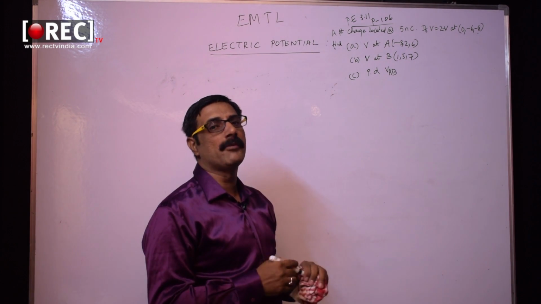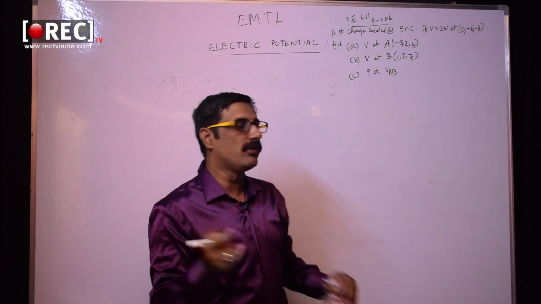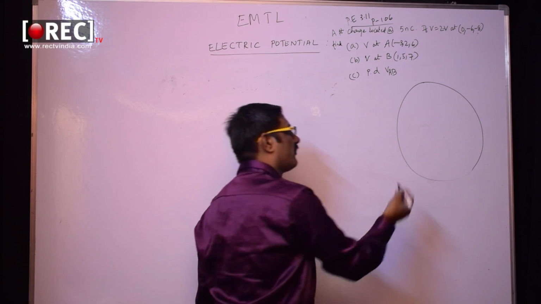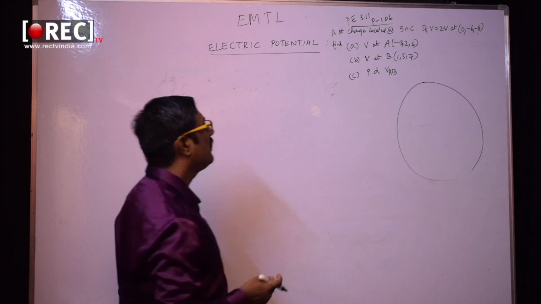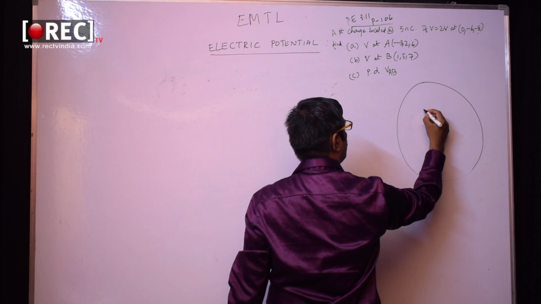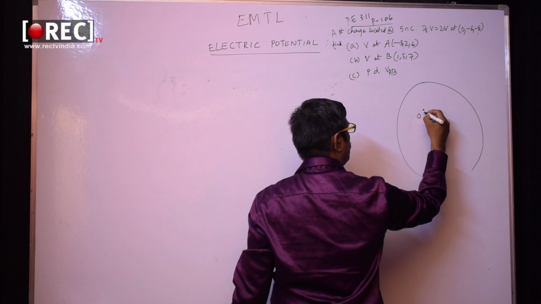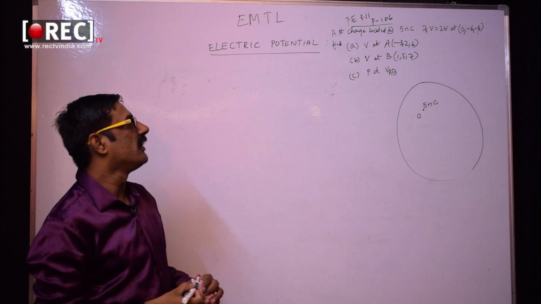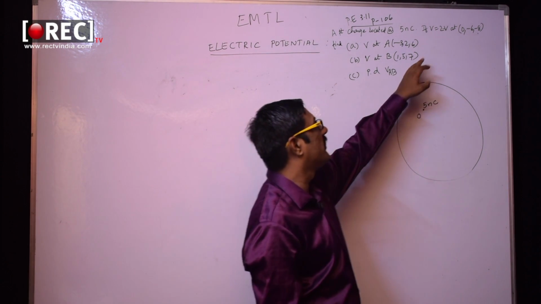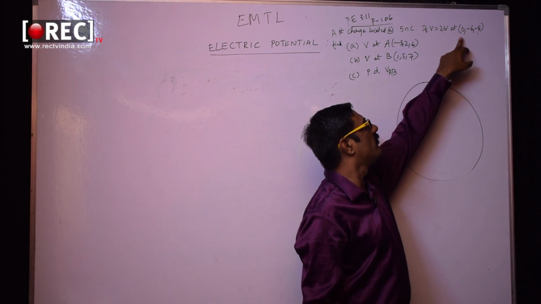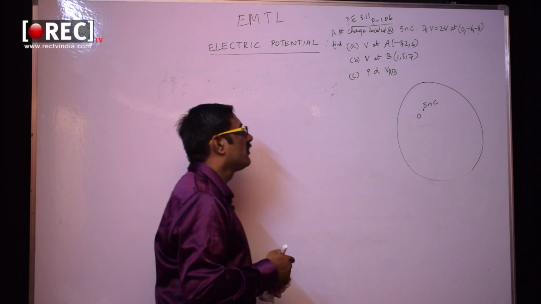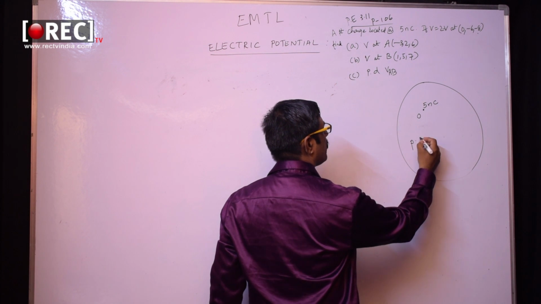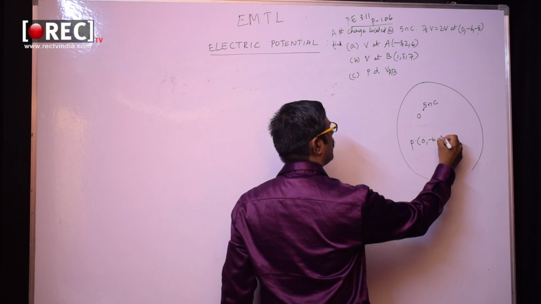First of all, whenever a problem on potential is given, it is always better to draw an electric field. So assume an electric field in the form of a circle, and he first says that a charge is located at origin. So let me call this the origin, and the charge located here is 5 nanocoulomb. The first point of reference is given, so let us say that P is the reference point here, and it is 0, minus 6, minus 8.